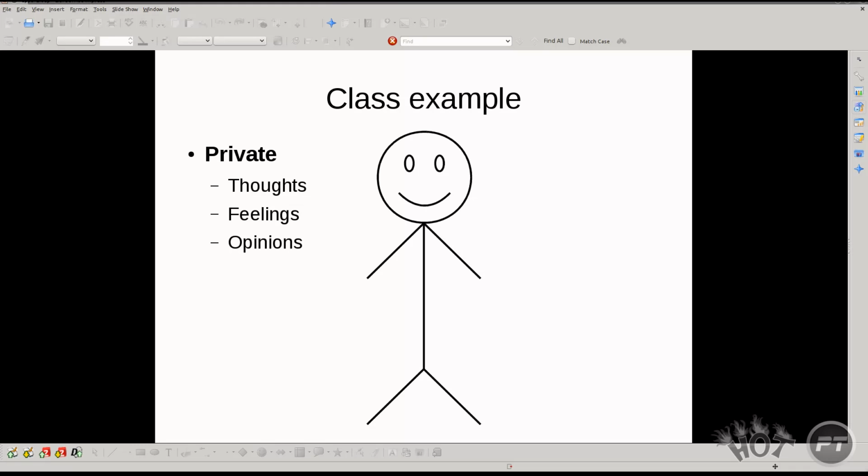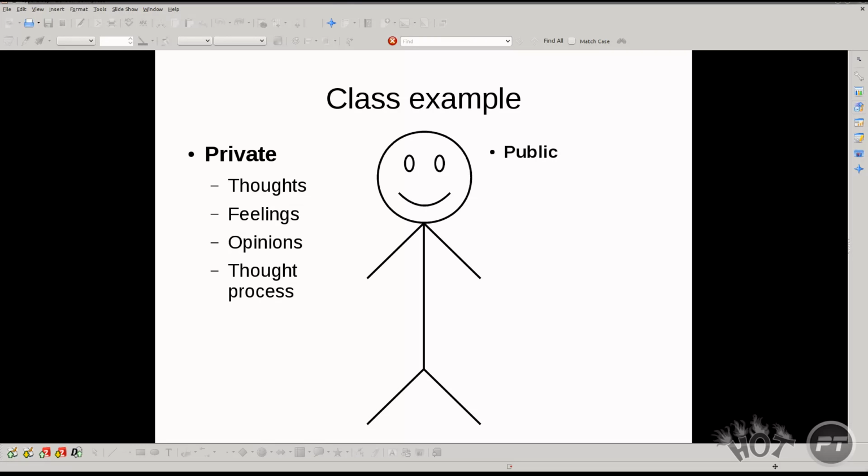Your opinions as well, for the same reasons. And your thought process. Here's an example of a function that's private. Another person can't call your thought process. They can trigger it, but they can't actually directly incite you to start a thought process.